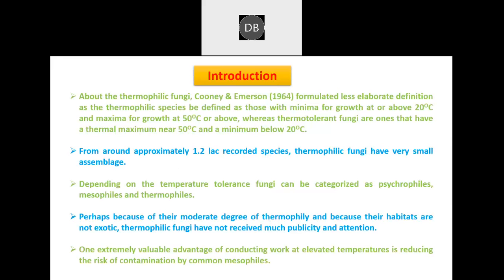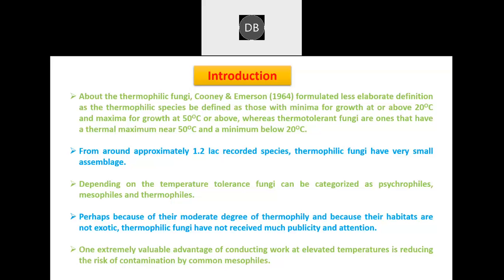This is the content of my seminar. Among the approximately 2.2 to 3.8 million fungi present over the earth, only 1.2 lakh fungi are accepted, and the thermophilic fungi have a very small assemblage among them.